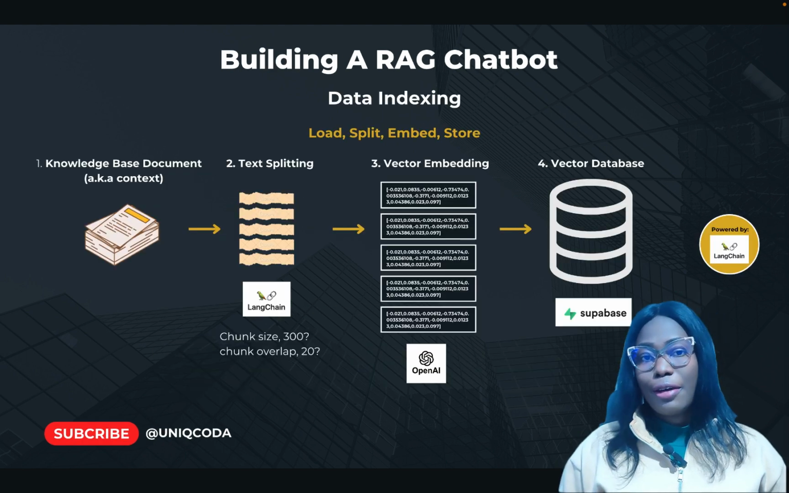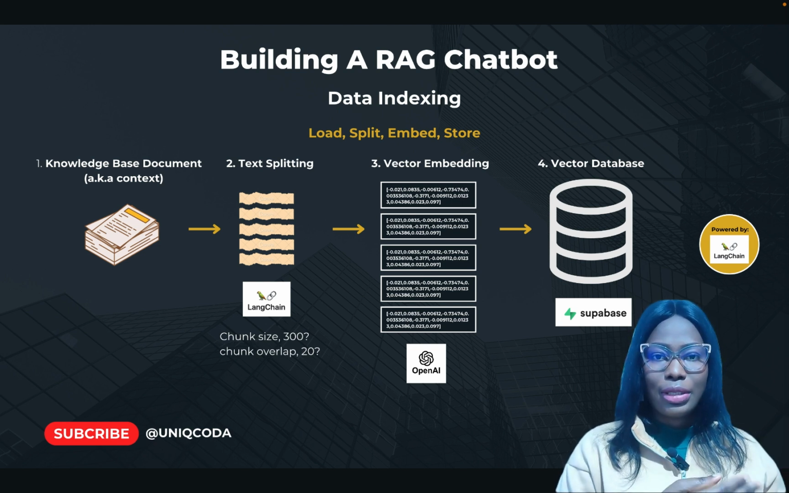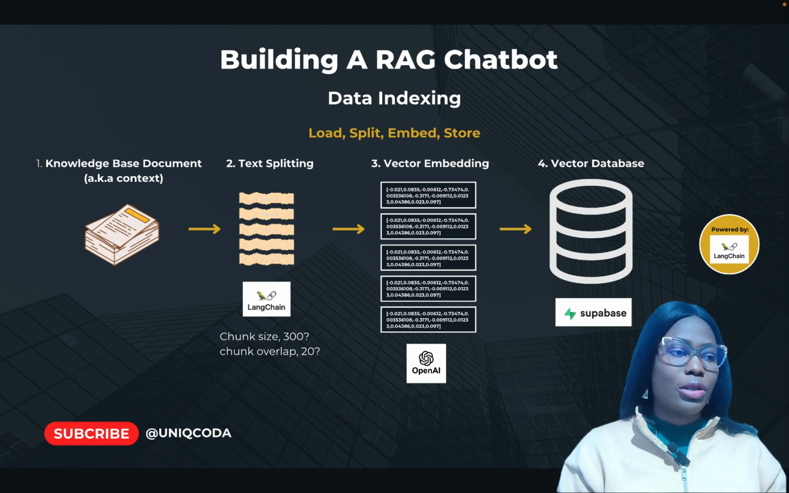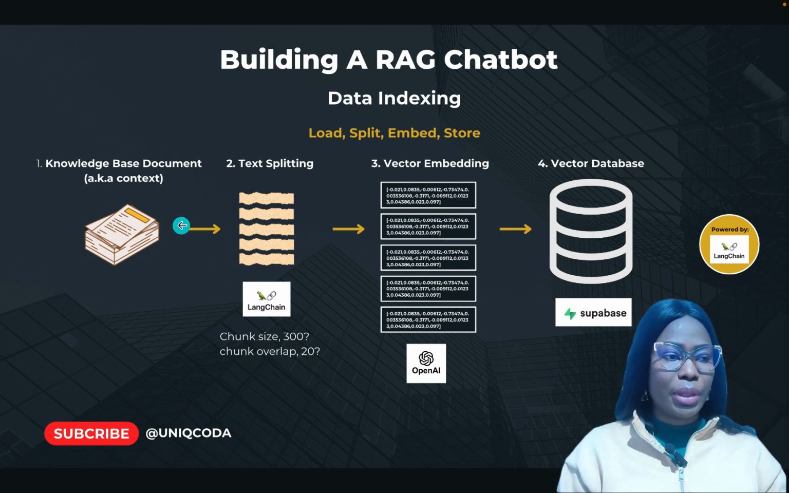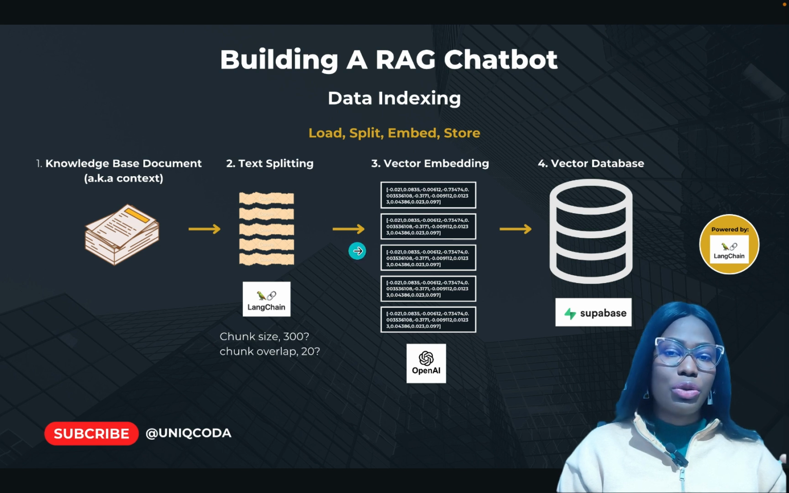As it is in every machine learning project, you have to do something like data preprocessing. In this case, it is called data indexing. So we have the knowledge base document, which can also be called a context. Then we have to split it into different chunks. Have to do what is called vector embedding. Vectors are a way to represent the textual information that we have, and we're going to be representing it in numbers.